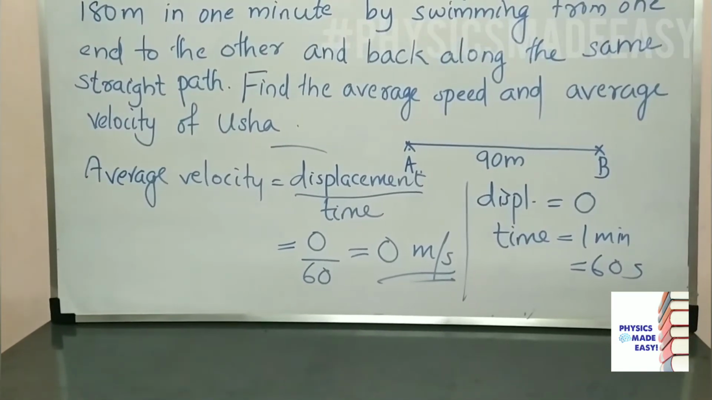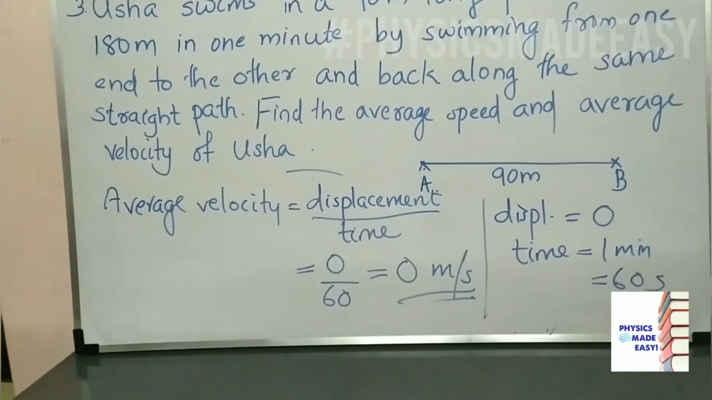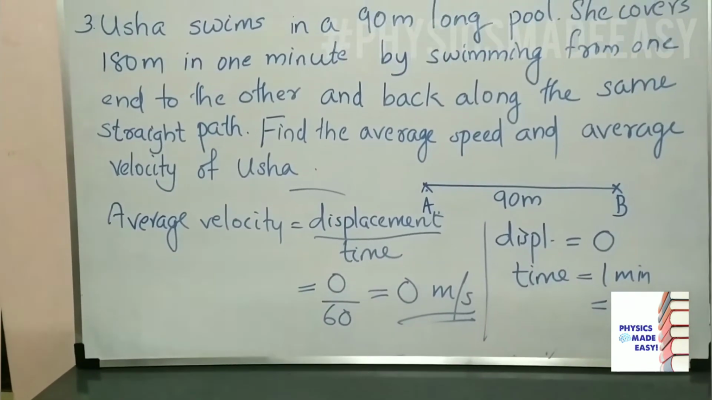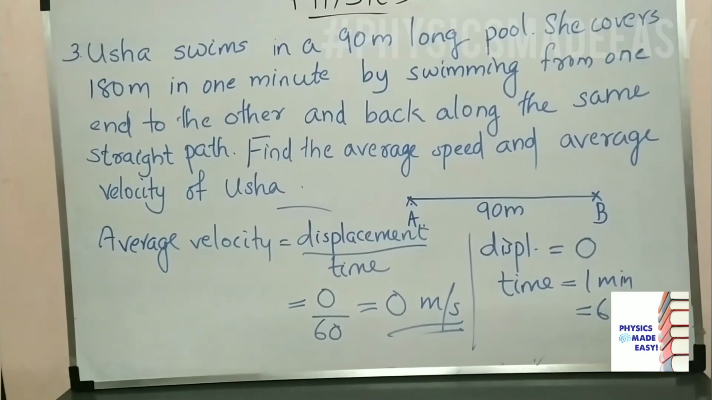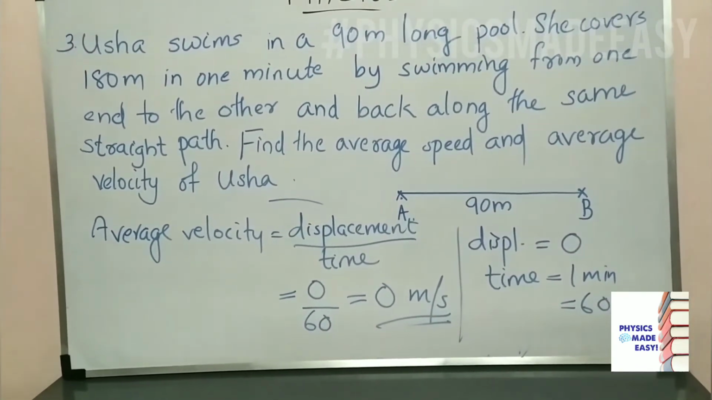Average speed is 3 meter per second. Average velocity is 0. Why is the average velocity 0? Here the displacement is 0. Why is displacement 0? Here the initial and final positions are coinciding. That's why there is no displacement.